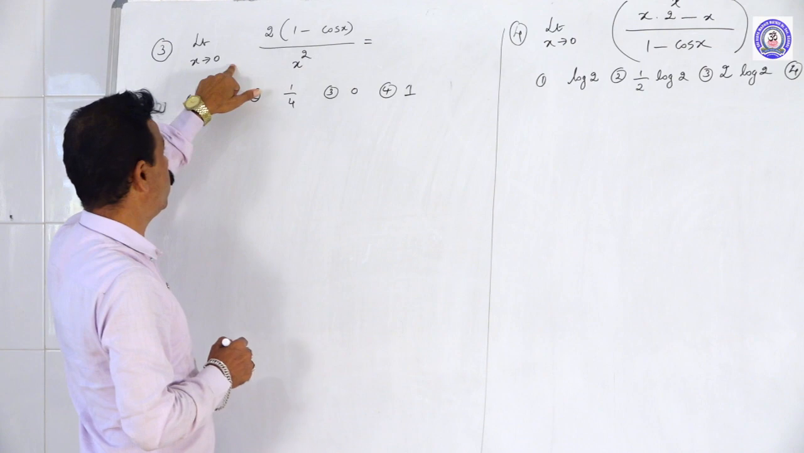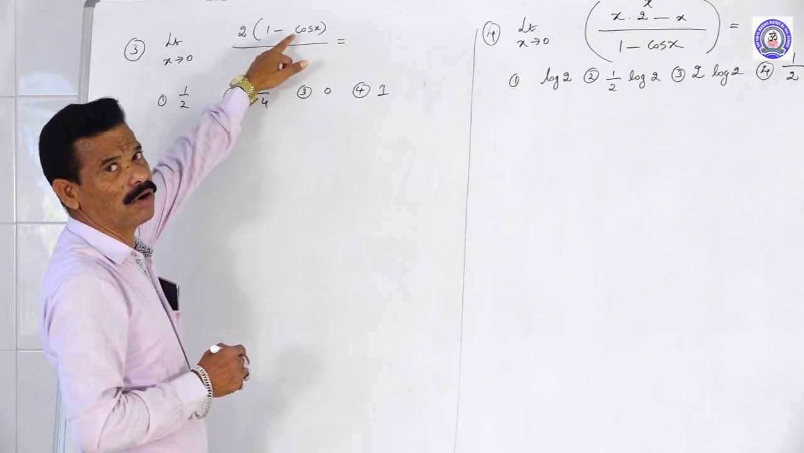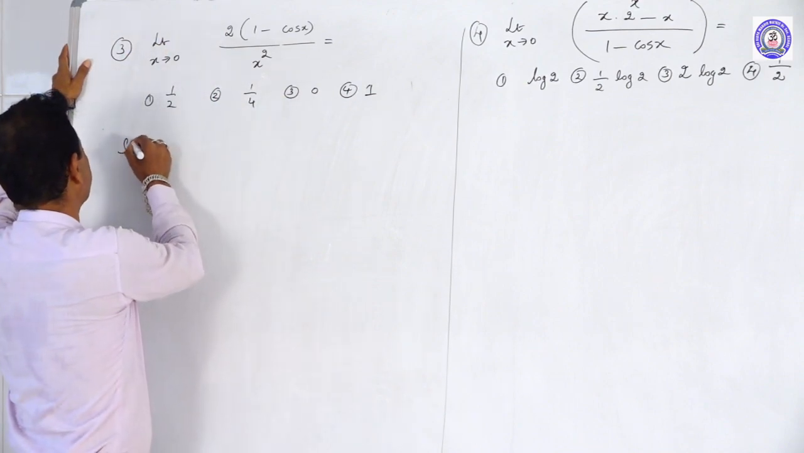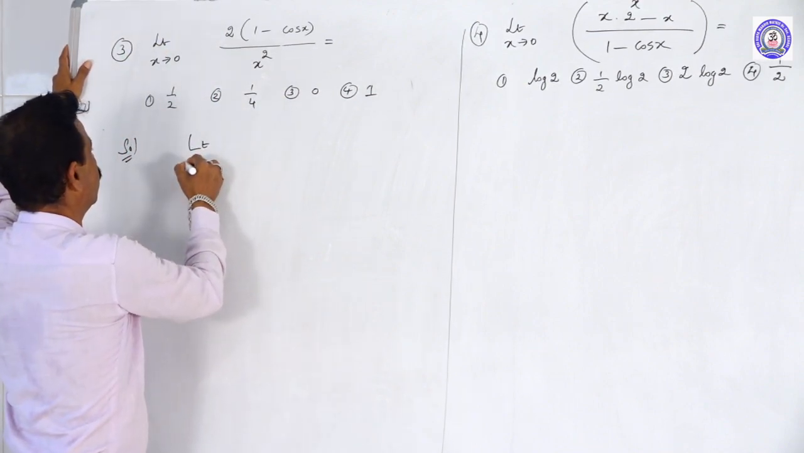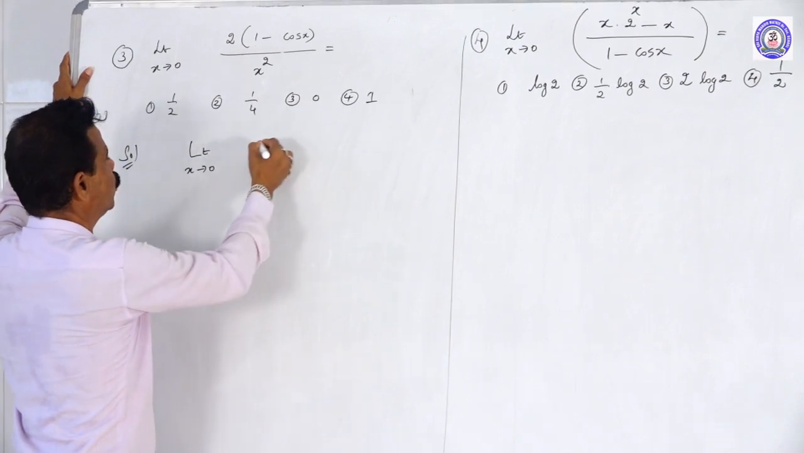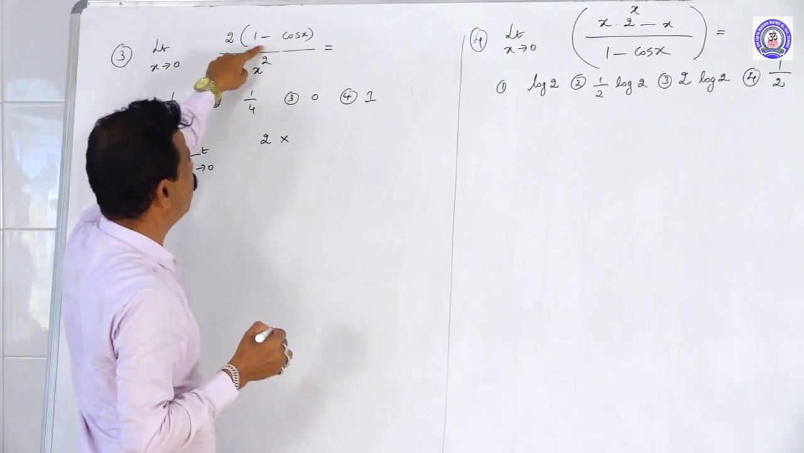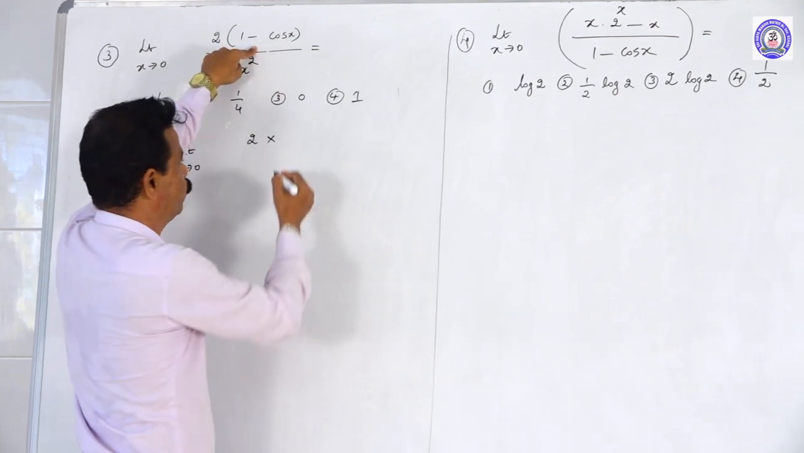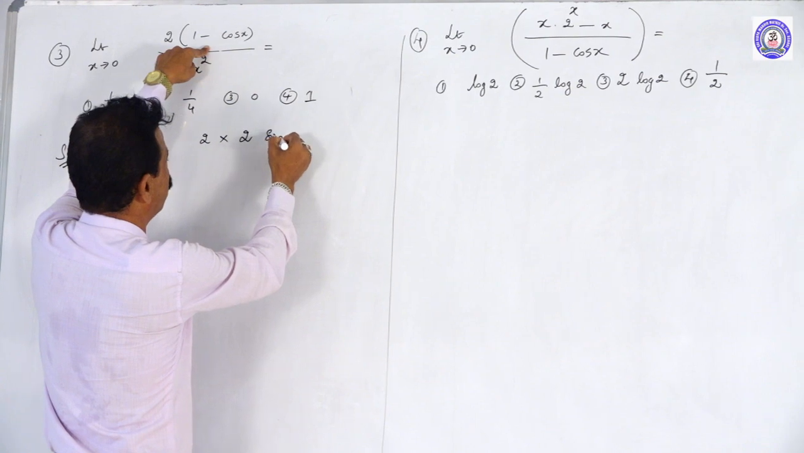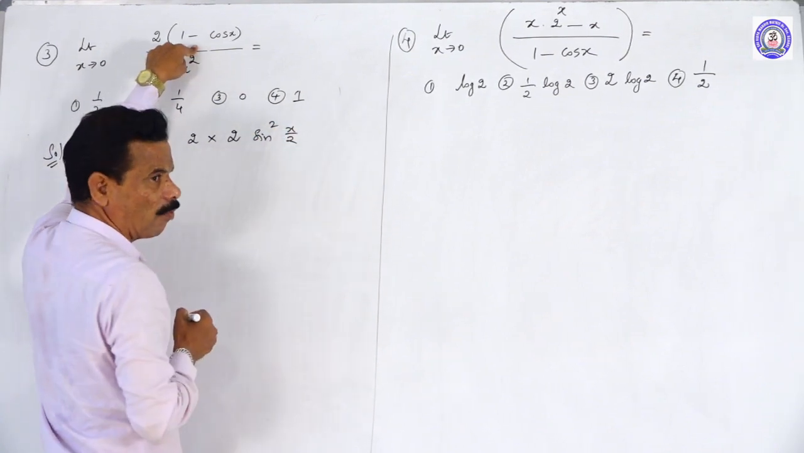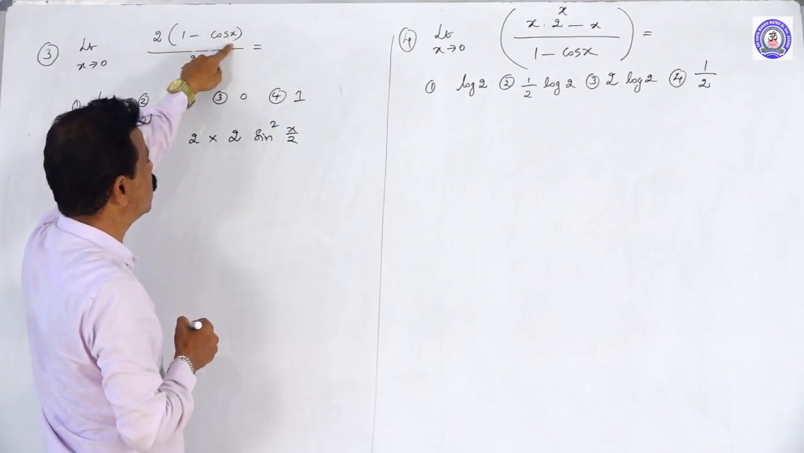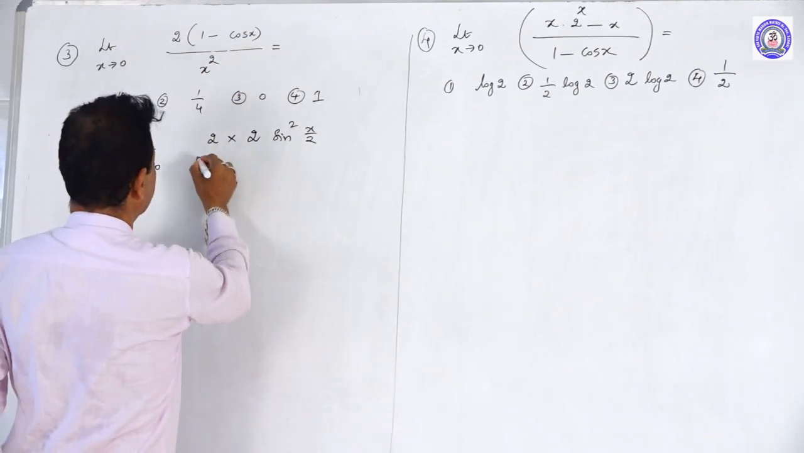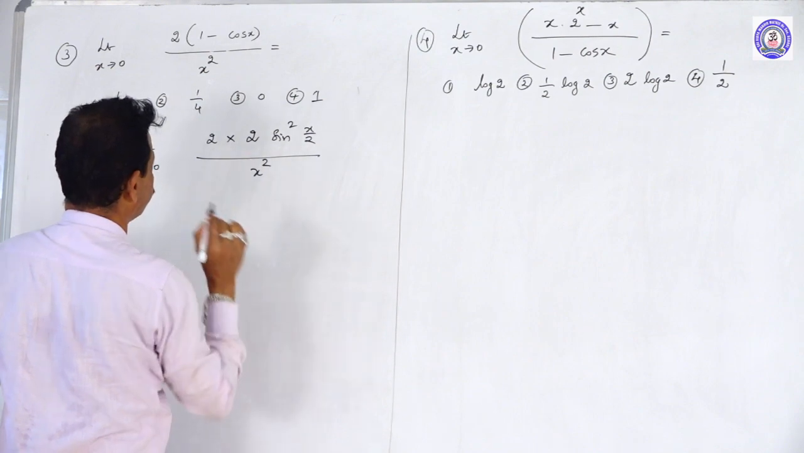Here limit x tends to 0, 2 into 1 minus cos x, division x square. Solution, limit x tends to 0 as it is, 2 into 1 minus cos x formula, 2 sin square x by 2, half angle formula this. Here 2x, here x, here x by 2, half angle, division of x square.